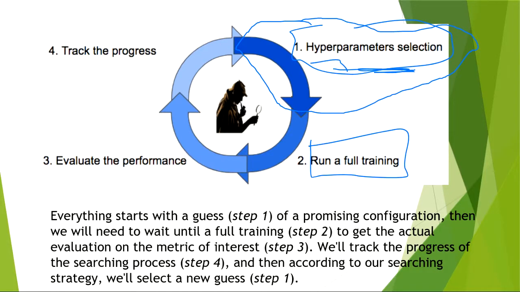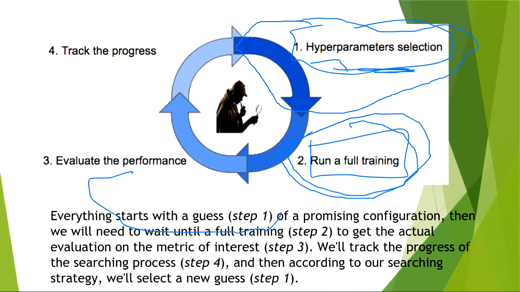So this promising configuration means an optimal configuration. And then we have to wait until what? We have to apply training, we have to run the training so that we can get the actual evaluation. We need to train our model.